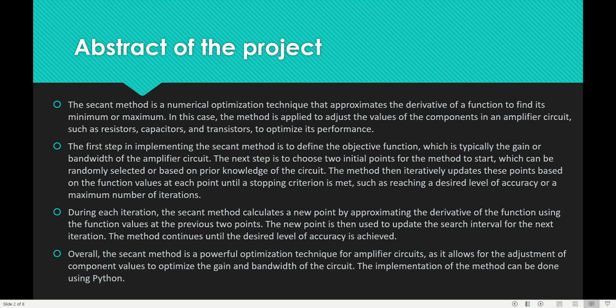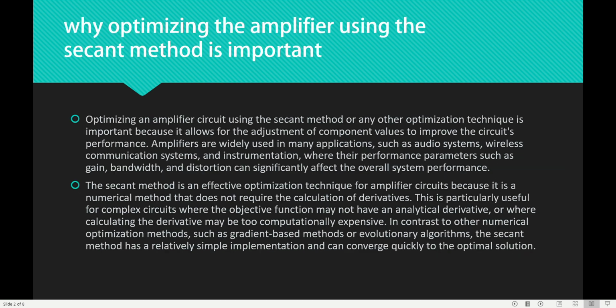During each iteration, the secant method calculates a new point by approximating the derivative of a function using the function values at the previous two points. The new point is then used to update the search interval for the next iteration. The method continues until the desired level of accuracy is achieved. Overall, the secant method is a powerful optimization technique for amplifier circuits, as it allows for the adjustment of component values to optimize the gain and bandwidth of the circuit. The implementation of the method can be done using Python.